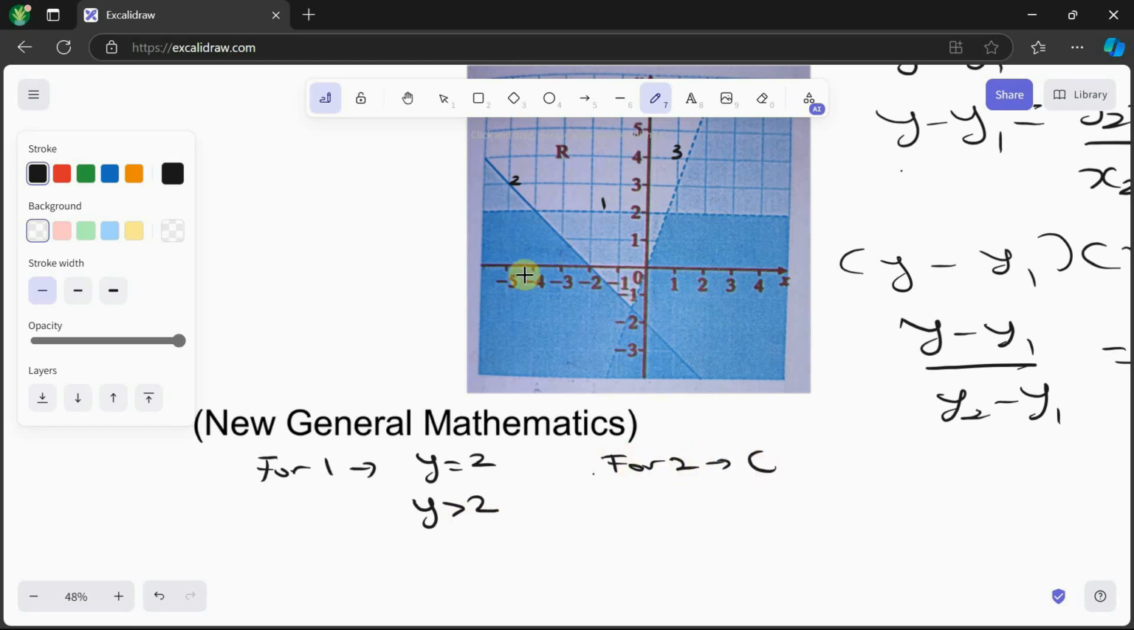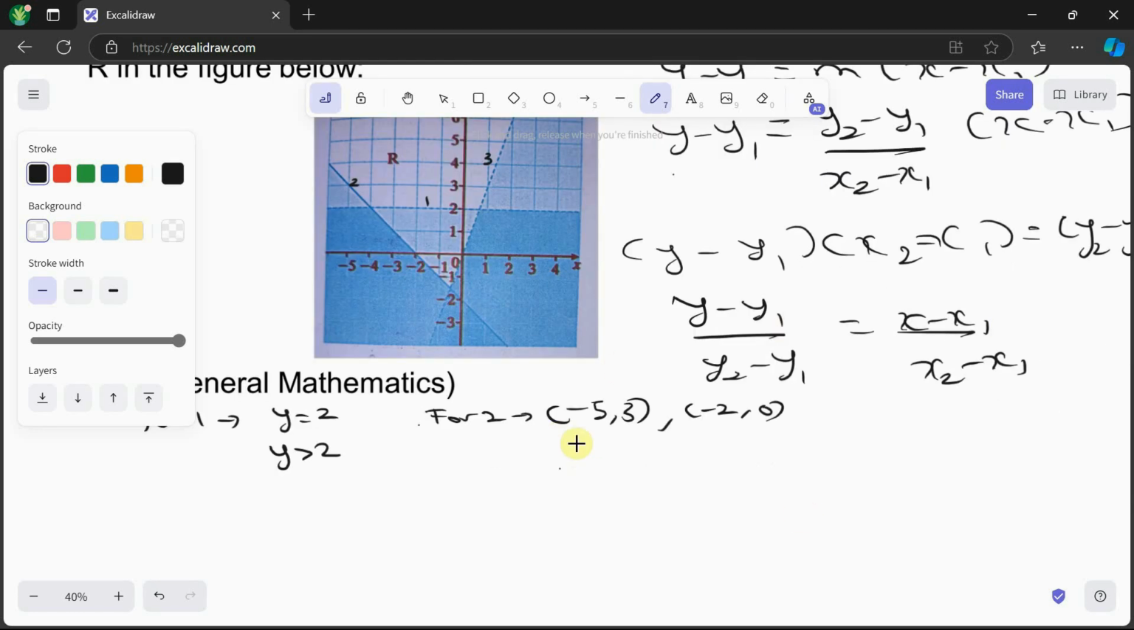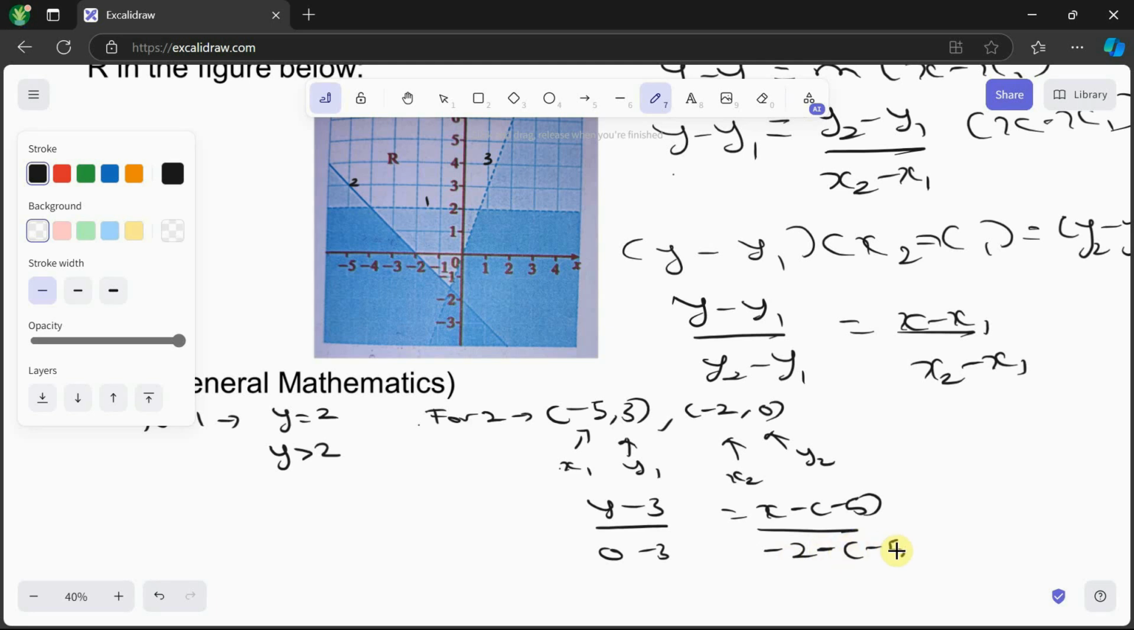Let me take this point minus 5, 3. The x comes before the y, and then the second point would be, let's say, minus 2, 0. So let's solve. This is going to be my x1. This is going to be my y1. This is going to be my x2. This is going to be my y2. So I'll just substitute. That will be y minus 3 all over 0 minus 3 is equal to x minus 5 all over x2 is minus 2, so that will be minus 2 minus 5.